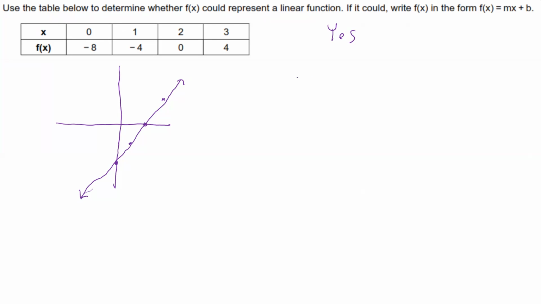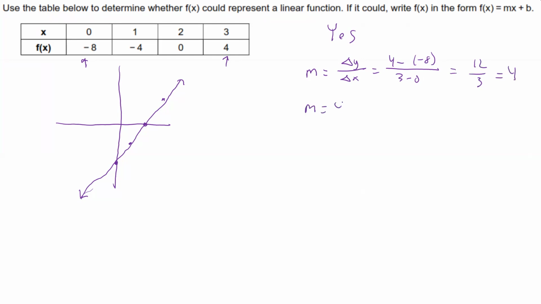Now, what is the easiest way to find a straight line? Well, the easiest way is to find the slope, which is the change in y over the change in x. So I'm going to start with this one and this one. Those are going to be our x1, x2, and y1, y2. So we take 4 minus negative 8 over 3 minus 0. So 4 plus 8 is 12 over 3. So our slope is going to be 4.